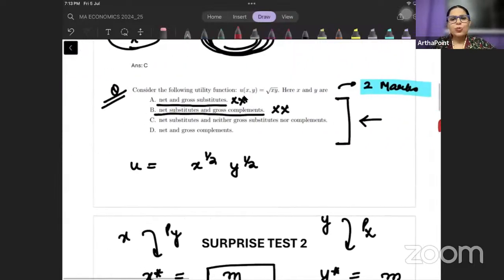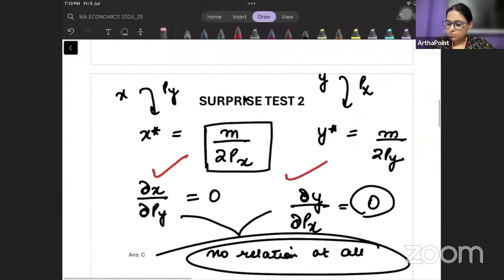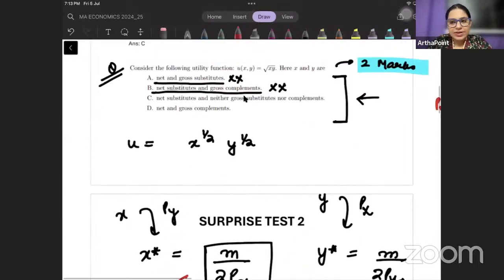Here I am saying equal to 0. Look here. There is no relation at all. So first two options are eliminated. Look at the third option, gross complements, eliminated. Only C can be the correct option. No need to check net.